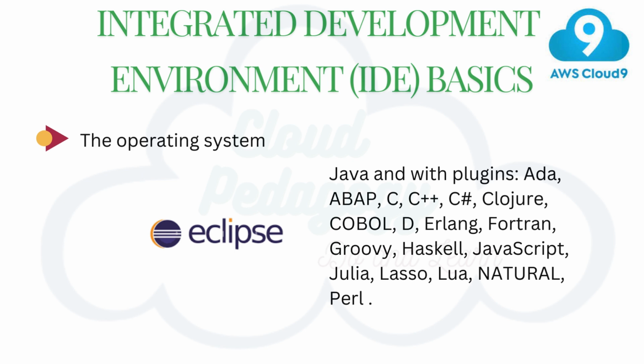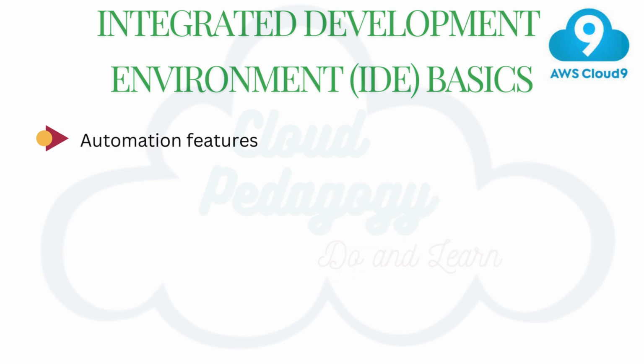Next, the operating system. While most IDEs have multiple versions for different operating systems, they might work better on specific platforms. For example, some IDEs can perform optimally on the Linux platform but might be slow or difficult to use on the other platforms. Next, automation features.